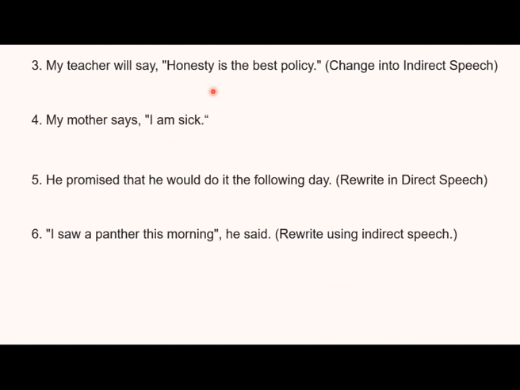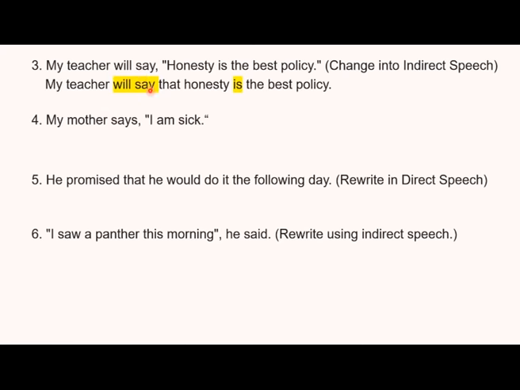This is a bit confusing for some. Now look at this one. My teacher will say, honesty is the best policy. Now most of you remember that honesty is the best policy. It's a universal truth. It does not change. So this will not change. But also remember, if this, what we call the reporting verb, is in future tense, or here as it is in present tense, the tense of this part will not change. Okay, so let's look at the answer.